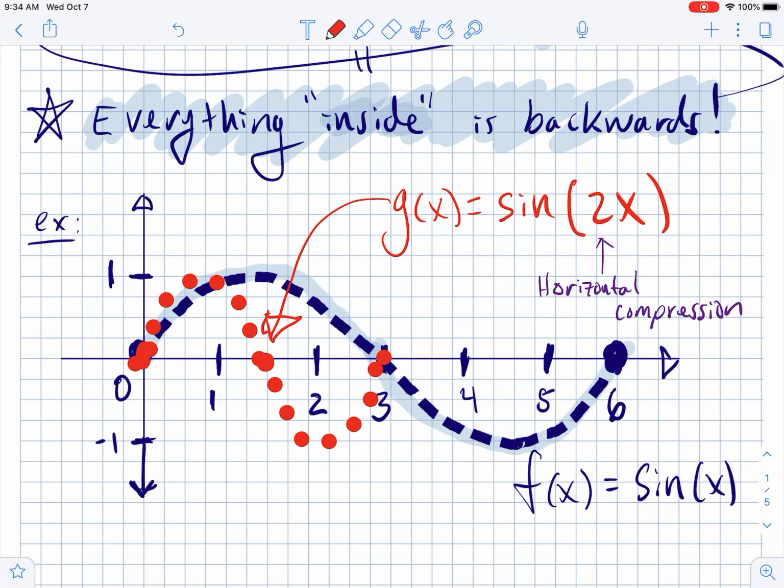So not only when you do translations does it work backwards, like an x minus 2 inside actually pushes it 2 to the right instead of to the left, the horizontal compressions and stretches are also backwards. A number bigger than 1, right here, actually compresses by a factor of 1/2. Like it halves everything instead of doubling everything. I guess we should put that: it's a horizontal compression by a factor of 1/2.